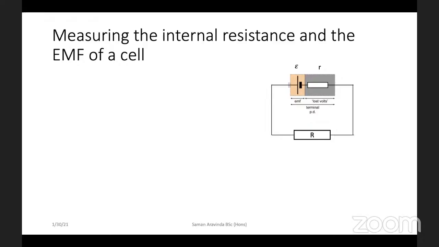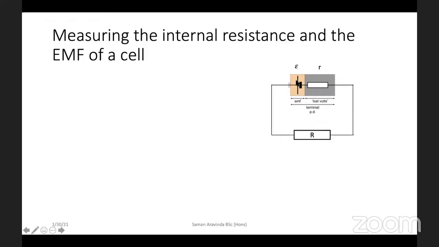Now, say a 1.5 volt battery, if you measure it using a voltmeter, even a very sensitive voltmeter, you will get something close to 1.47, 1.48. Some of the potential difference will be lost. That is due to the internal resistance inside the battery.